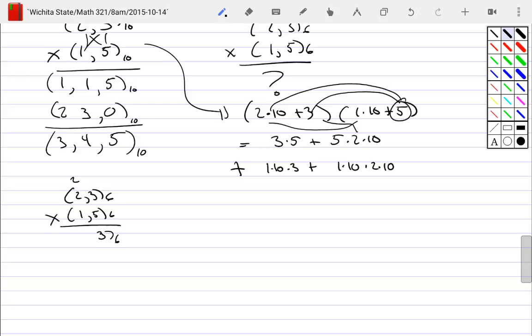Now, what is 5 times 2? 10. But what is 10 in base 6? Wait, sorry, 10 plus 2, because I had my carry taken care of, which is 12. What is 12 in base 6? 2 sixes with 0. So this is actually 2, 0, 3.